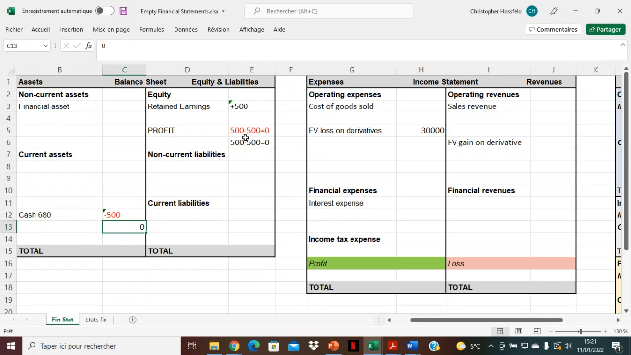And that means in real life, it's not black or white. The solution is in between. Some profits are paid out as dividends, and some profits are retained in the company.